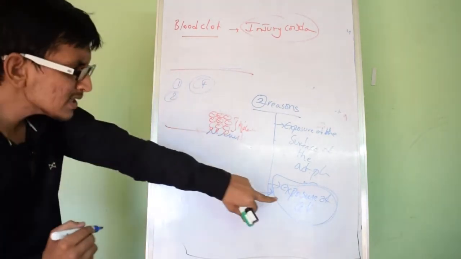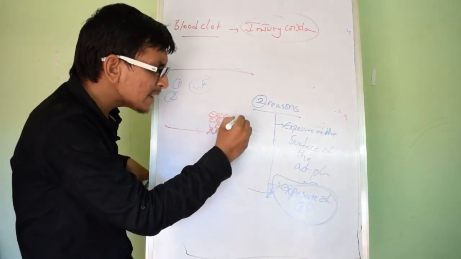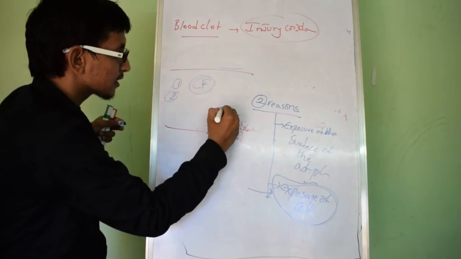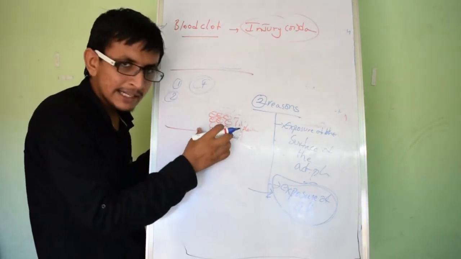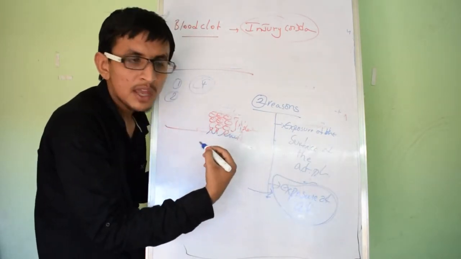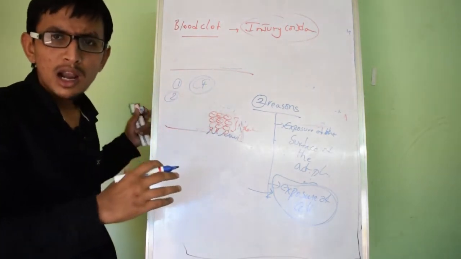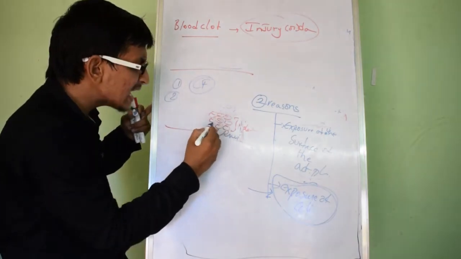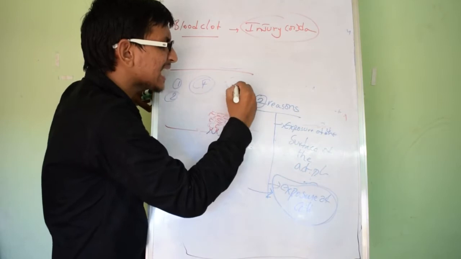The second way of activating the coagulation factors is this: once you expose the collagen, the platelets come and bind to this collagen, forming a primary platelet plug. After binding to the collagen, the platelets become activated, so you have the surface of activated platelets. Once you form a primary platelet plug, you have the largest surface of activated platelets, and this surface can now activate the coagulation factors in a cascade manner.